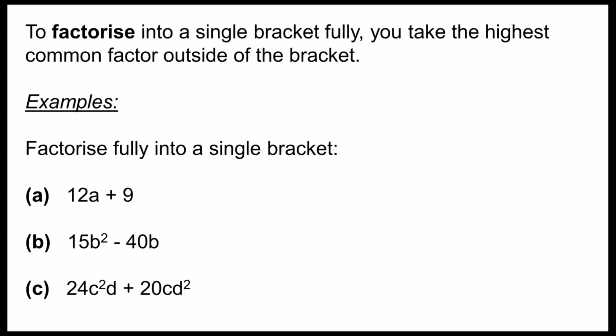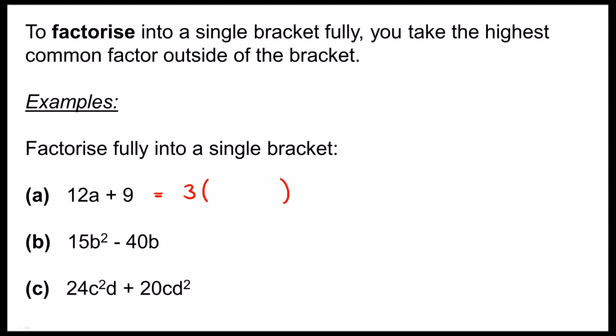So in the first example, it asks me to factorise fully the expression 12a plus 9. Comparing the 12a part against the 9, I can see that there's only a number factor that can be taken out the front of my bracket. So comparing the numbers 12 and 9, I know that the highest common factor of both of them is 3. That's the biggest number that divides both into 9 and into 12. I then need to determine what goes into my bracket at the end.